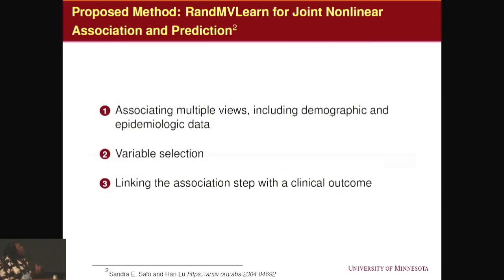And so we proposed a method called RAND-MV-Learn, which stands for Randomized Multiview Learning, for jointly integrating all these different types of data whilst predicting an outcome or whilst identifying molecular signatures that discriminate between those with and without COVID-19. So the pipeline for that, I'm going to talk about how we associate or integrate these different types of data. I'm going to talk about how we achieve variable selection and how we link the association step with the integration to obtain a joint model.